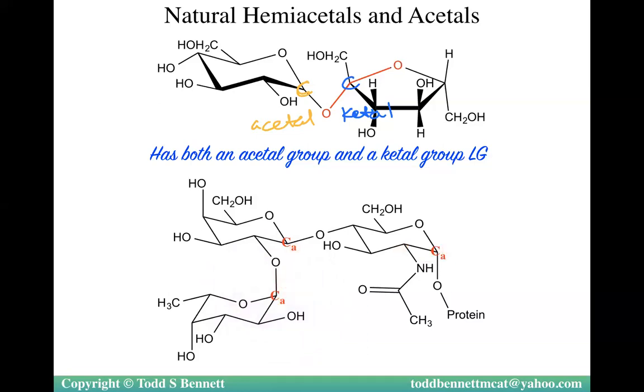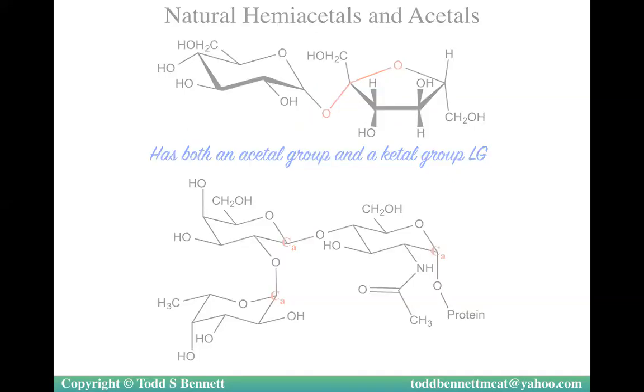So for C, I put an A not to say acetal, but this stands for anomeric. Another word you'll learn down the road, but alpha and beta anomers simply means the chirality of this anomeric carbon, whether the O is pointed down, like it is here, in an axial orientation, or whether it's up in an equatorial orientation. Okay, lots to cover.